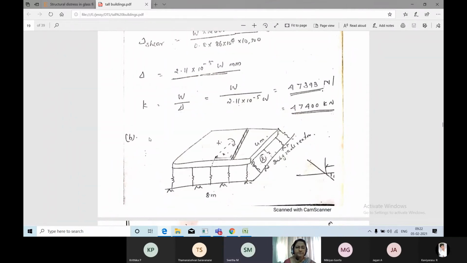Now the second part. In the second part, it is given that the wall is resting on a foundation of 8 meter by 4 meter and it is resting on a soil of modulus of subgrade reaction of 30,000 kilonewton per meter cube. So subgrade reaction means it is just like a spring. I have drawn it like this. It is a flexible soil. The foundation is resting on it, this is what the subgrade reaction means.